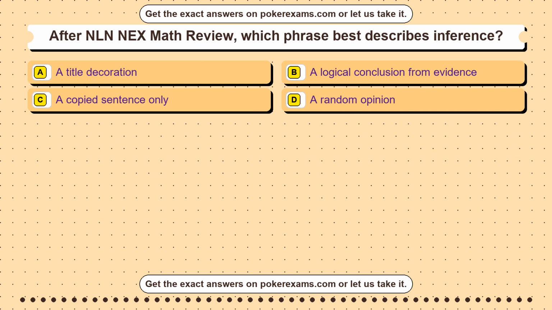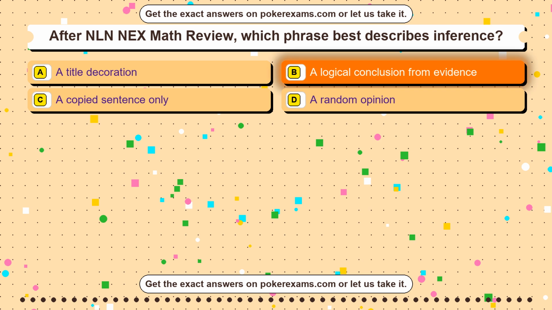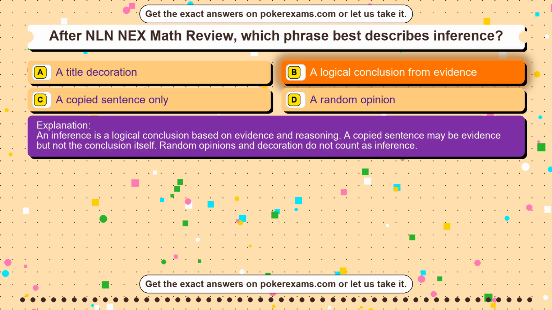Question 16. After NLN NEX Math review, which phrase best describes inference? Option A. A title decoration. Option B. A logical conclusion from evidence. Option C. A copied sentence only. Option D. A random opinion. The correct answer is option B. A logical conclusion from evidence. An inference is a logical conclusion based on evidence and reasoning. A copied sentence may be evidence but not the conclusion itself. Random opinions and decoration do not count as inference.